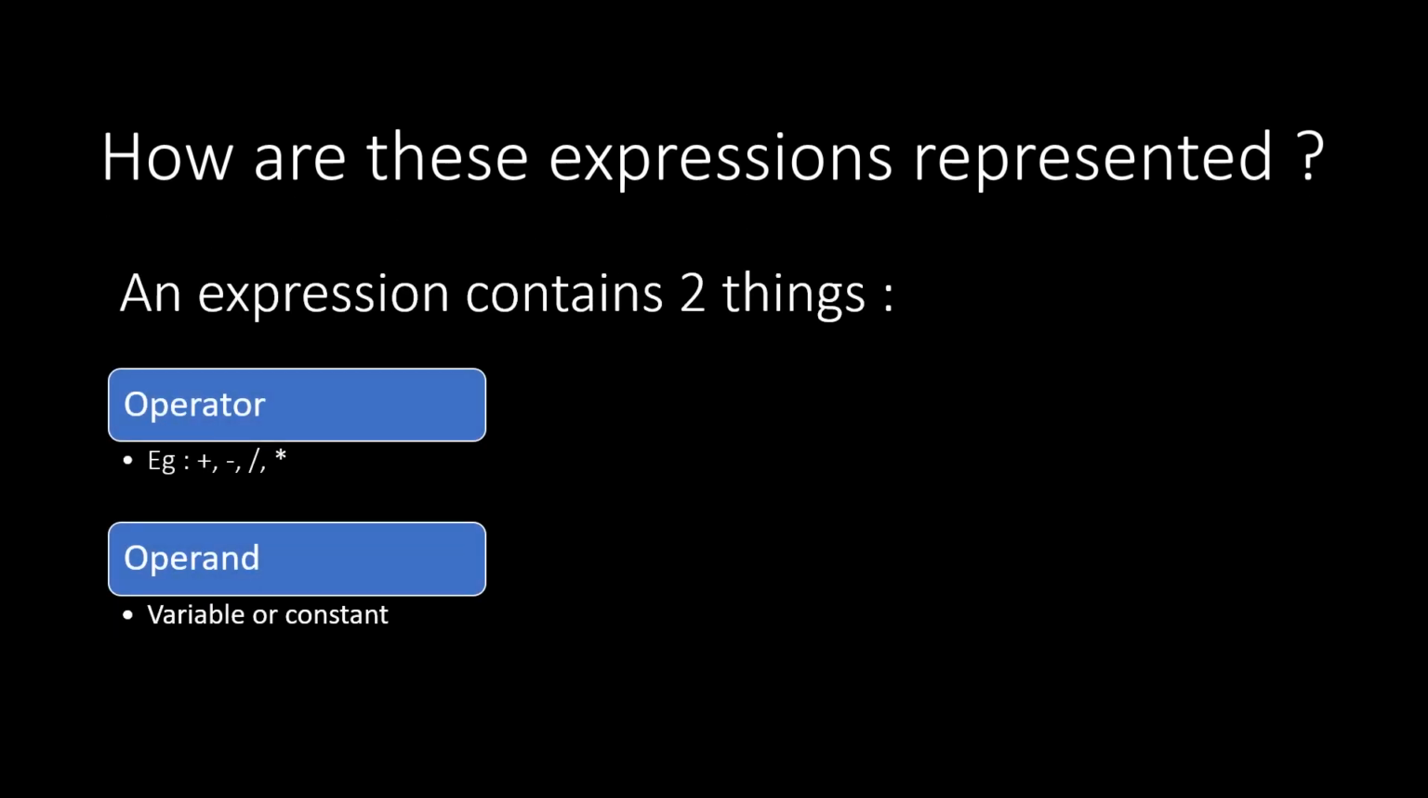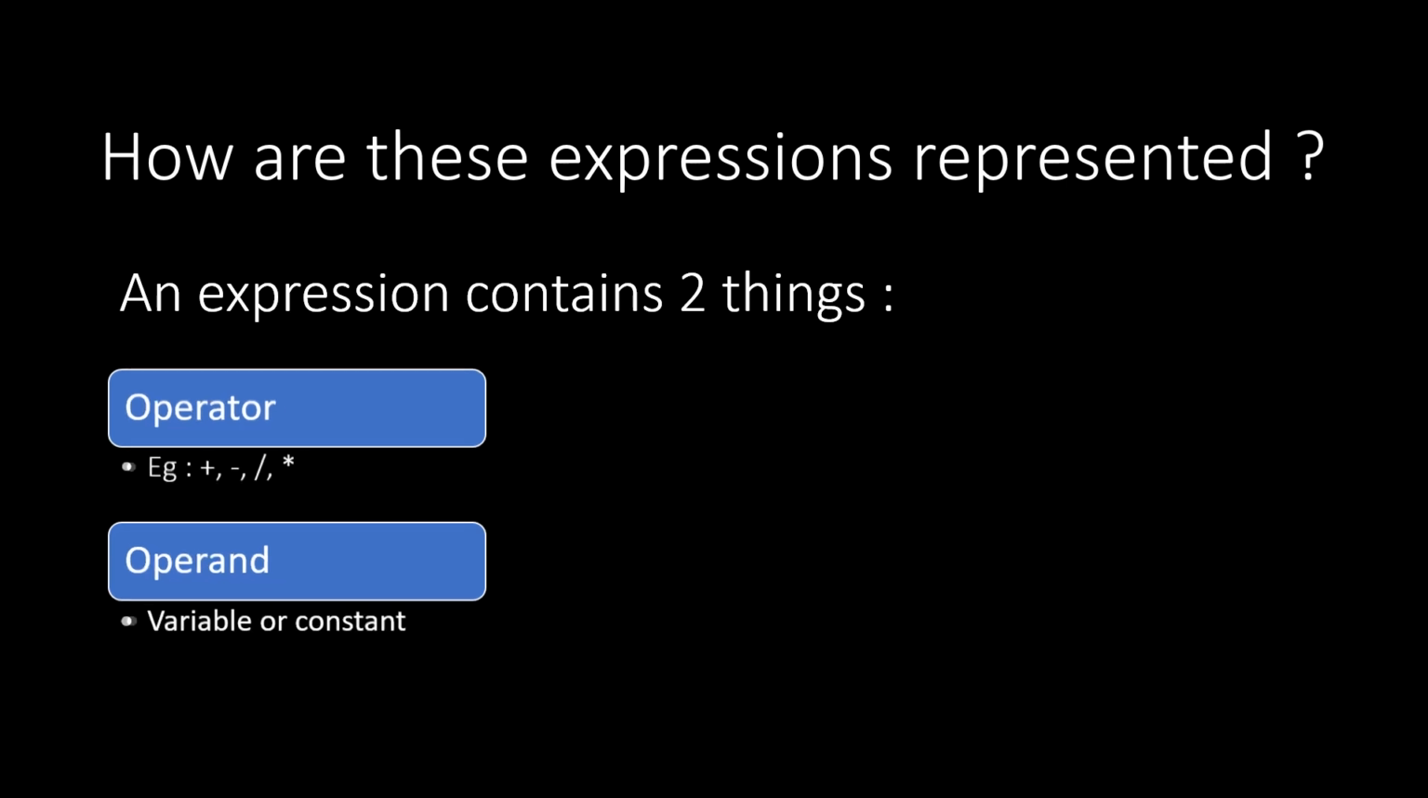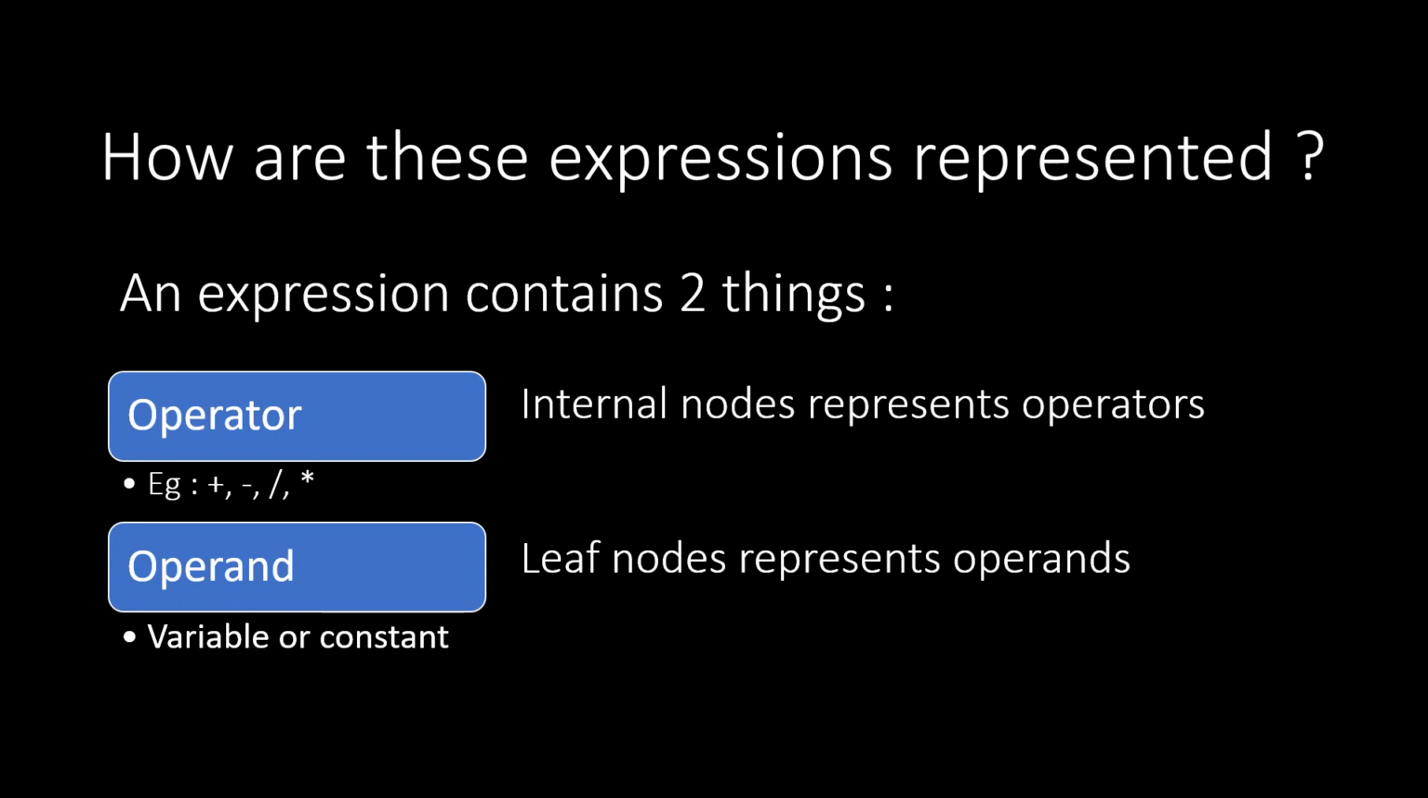An expression contains two kinds of data. One is the operator, or the mathematical operator, like addition, subtraction or multiplication operator, etc. And the second is the operand, the variable or the constant on which the operator is applied to perform some calculations. So, in the expression tree, the operators form the internal nodes, whereas the operands form the outer nodes or the leaf nodes. Why this is done will be clear to you when we see an example.